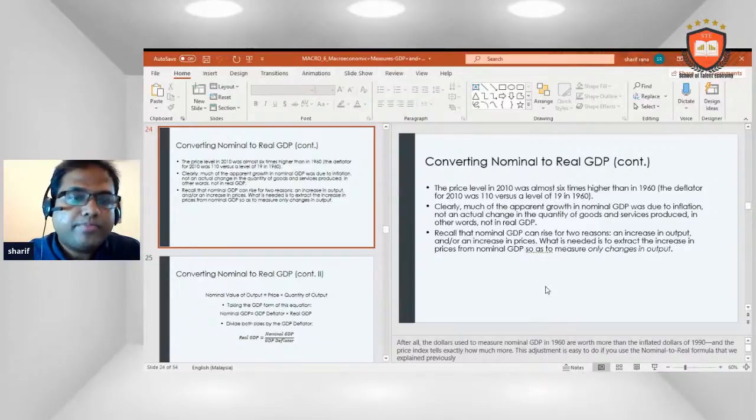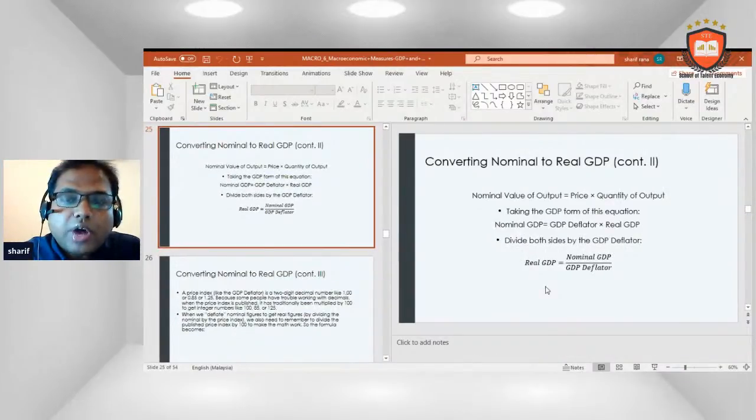So, converting nominal to real GDP, the price level in 2010 was almost 6 times higher than in 1960. Clearly, much of the growth in nominal GDP was due to inflation, not an actual change in the quantity of goods and services produced. In other words, not in real GDP. Recall that nominal GDP can rise for two reasons: an increase in output and/or an increase in price. What is needed is to extract the increase in price from nominal GDP so as to measure only the change in output.